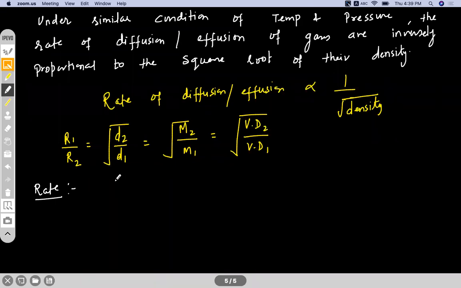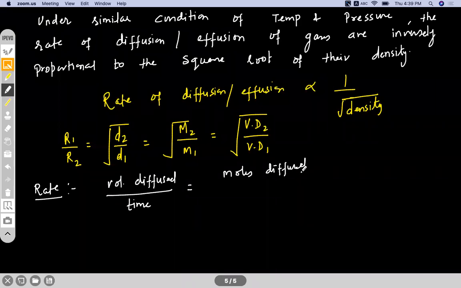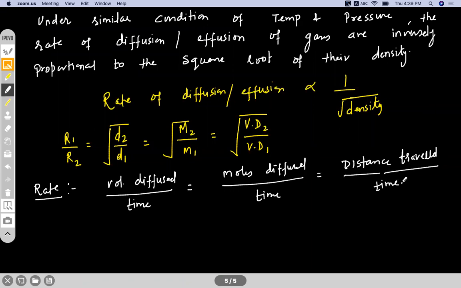Now, if you talk about gases, we can define rate by the volume diffused. If it is given that these many volumes diffuse in a given time, rate is volume diffused divided by the time required for this diffusion, or we can write the moles diffused or effused divided by the time required, or the distance traveled by the gaseous particle divided by the time required for this.